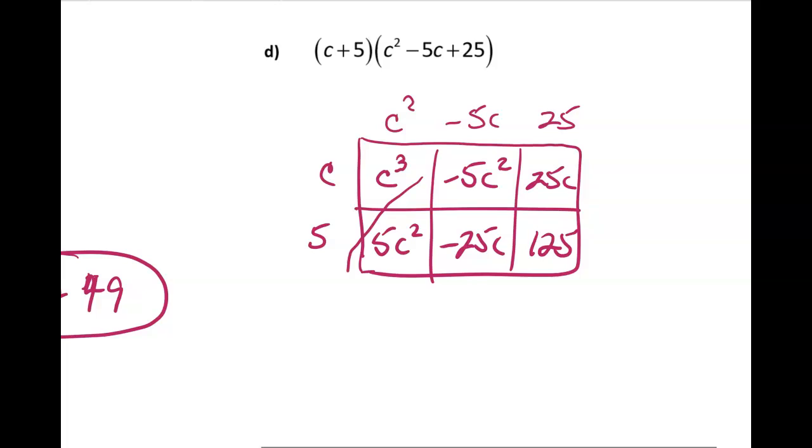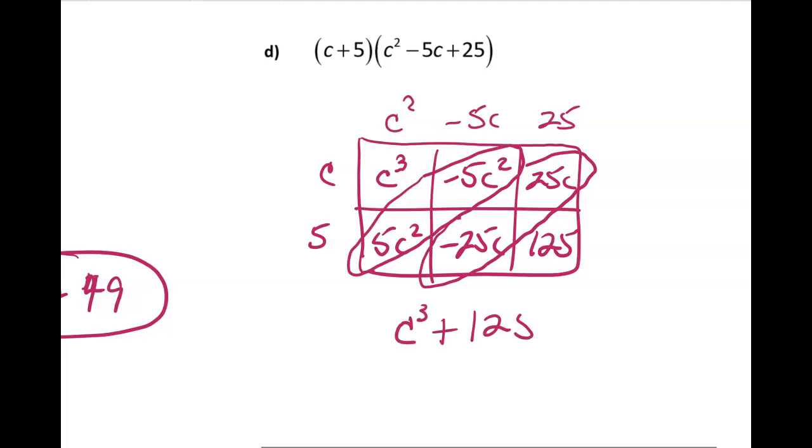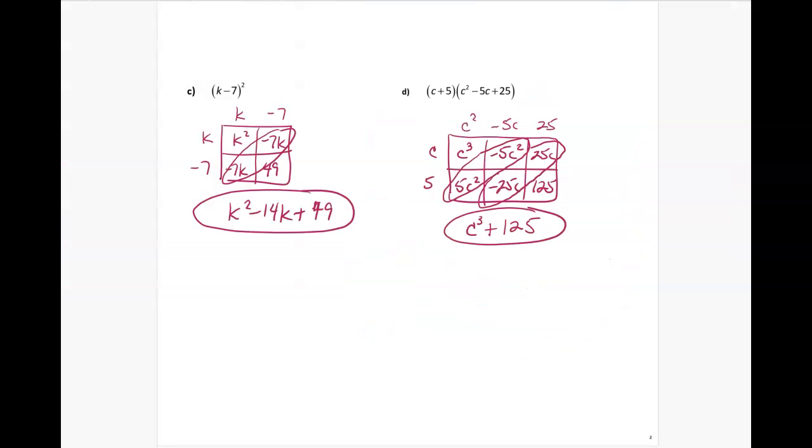Now what you're going to notice here is we have some like terms, but those two are opposites, so they add up to 0. These two are also opposites, so they add up to 0. So the only terms that are left are c cubed plus 125. And that's it for this lesson.